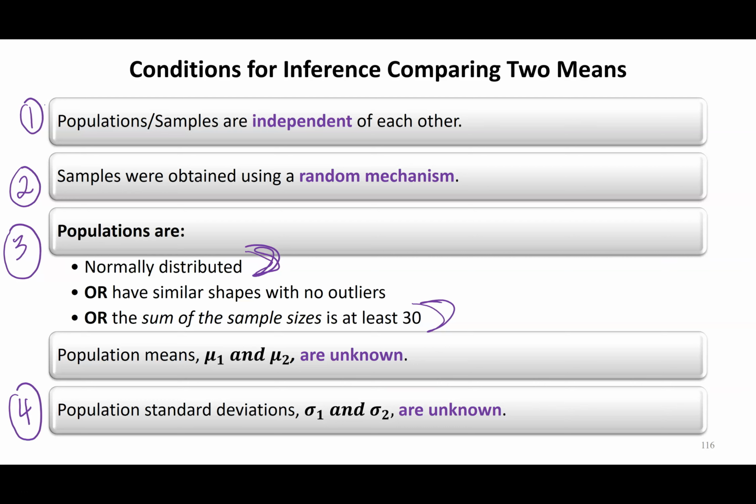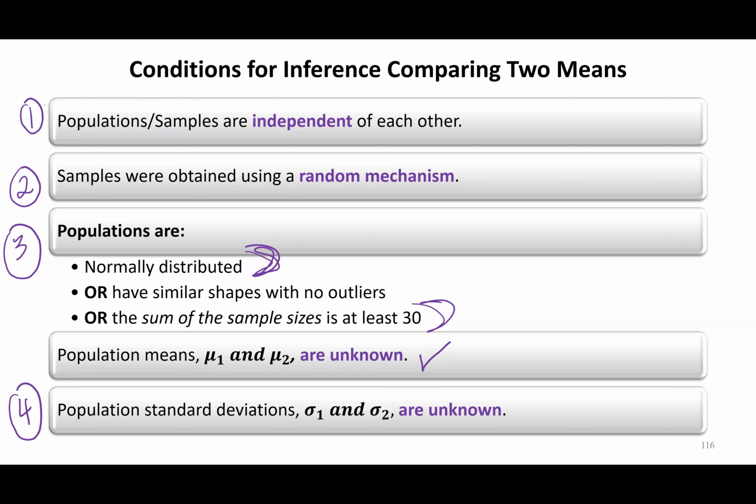Because if we know the population standard deviations, there are Z methods we could use. It's really, really uncommon for us to be in a situation where we know sigma 1 and sigma 2. It's not something we usually have the benefit of having. So, I mean, this is generally true. If you know mu1 and mu2, you're not going to have to use T methods because you know what mu1 and mu2 are already. But yeah.